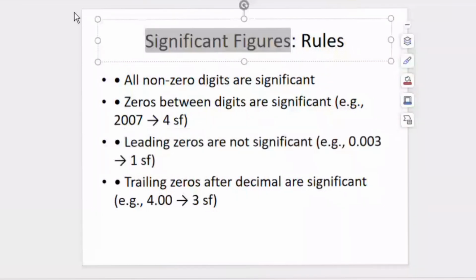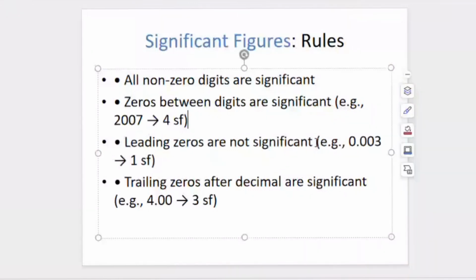The second one is actually the most tricky, where you have leading zeros, or zeros before the first number that is not zero. So for the first case, we have where all non-zero digits are significant. This is just like a definition: every digit that is not zero is significant. However, this rule would fail when the zero is between two numbers. So that's what rule 2 is saying.